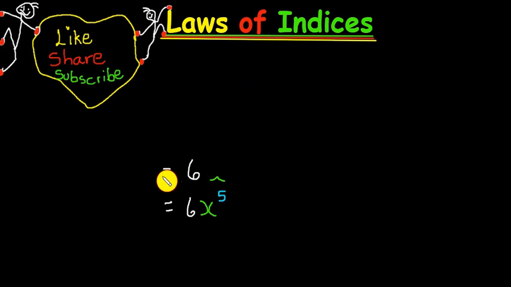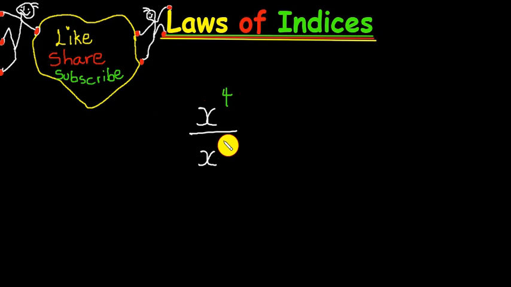Just to recap, the first rule states that when the bases are the same, when multiplying expressions, we simply keep the base and we add their powers. Alright, now let us look at another rule. Suppose I have x to the fourth power divided by x to the second power.